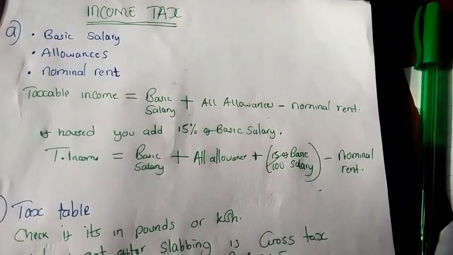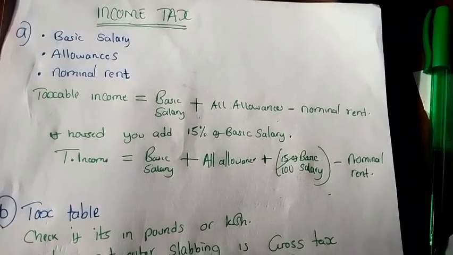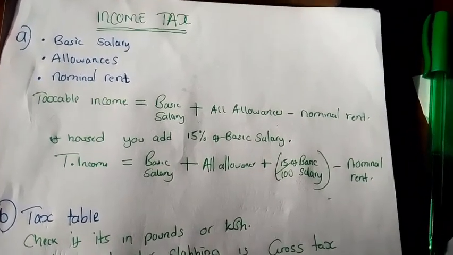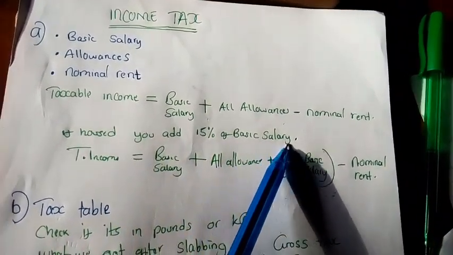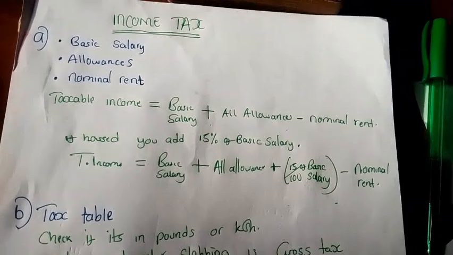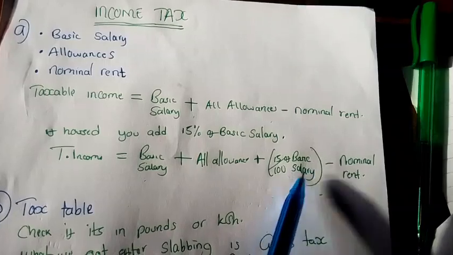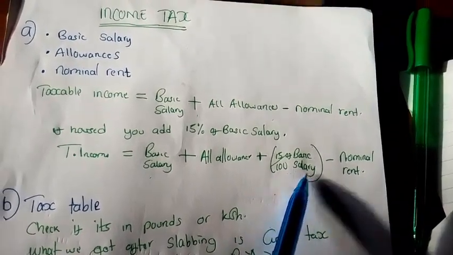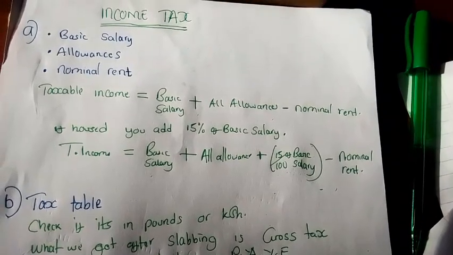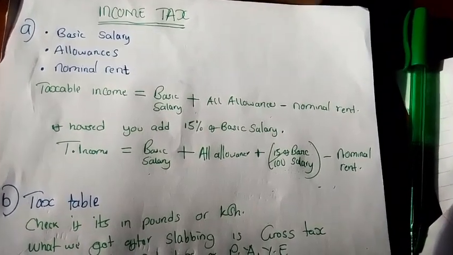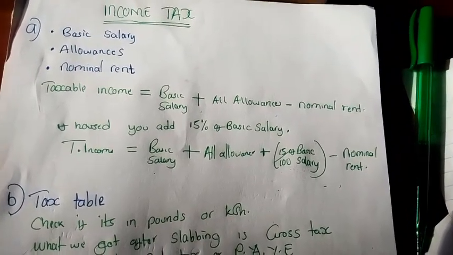So in some questions you'll find that the employee is housed. So when the employee is housed, you add 15% of basic salary to the basic salary plus allowance. You add 15% of basic salary, then you less the nominal rent. It's as easy as that when you want to calculate the taxable income.